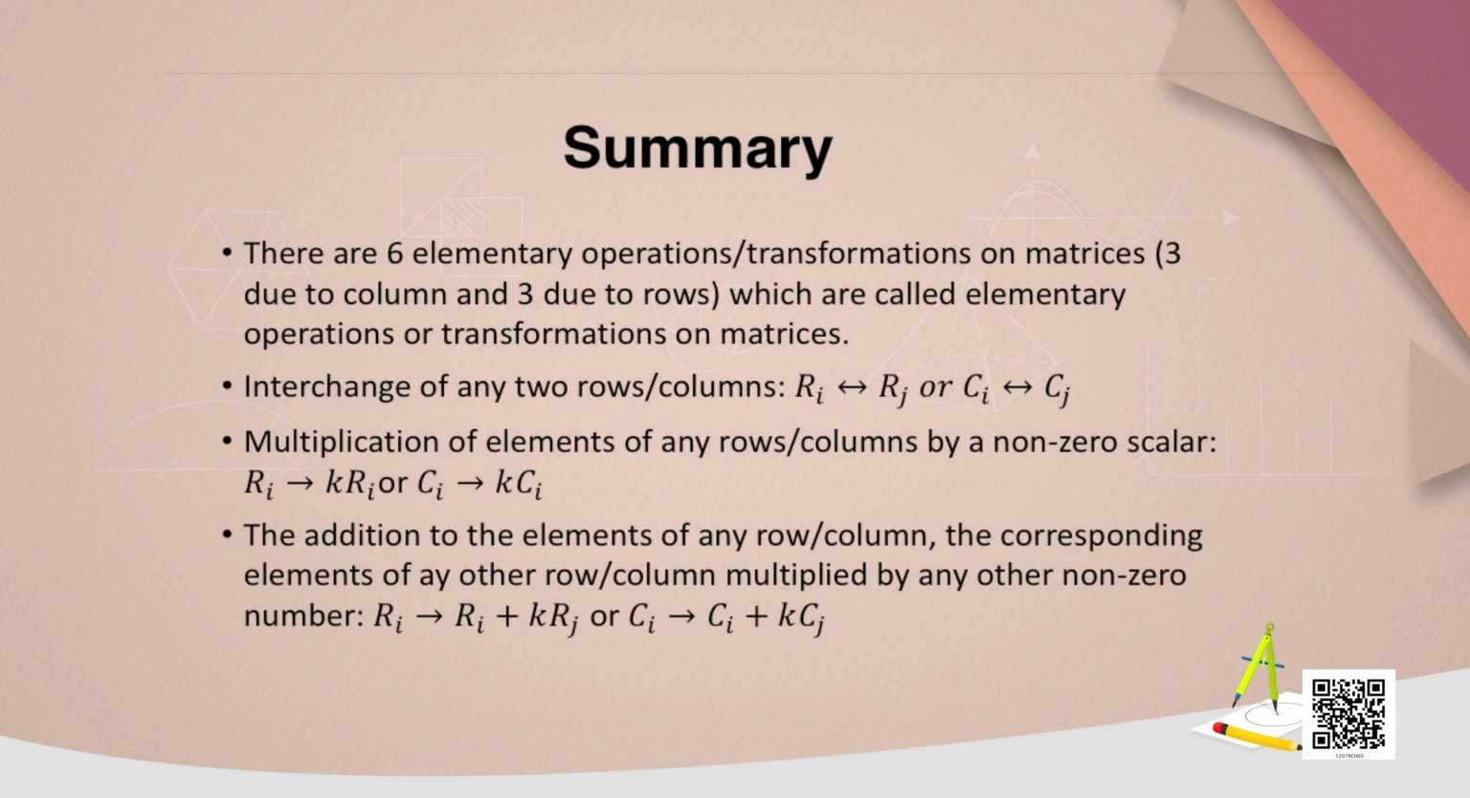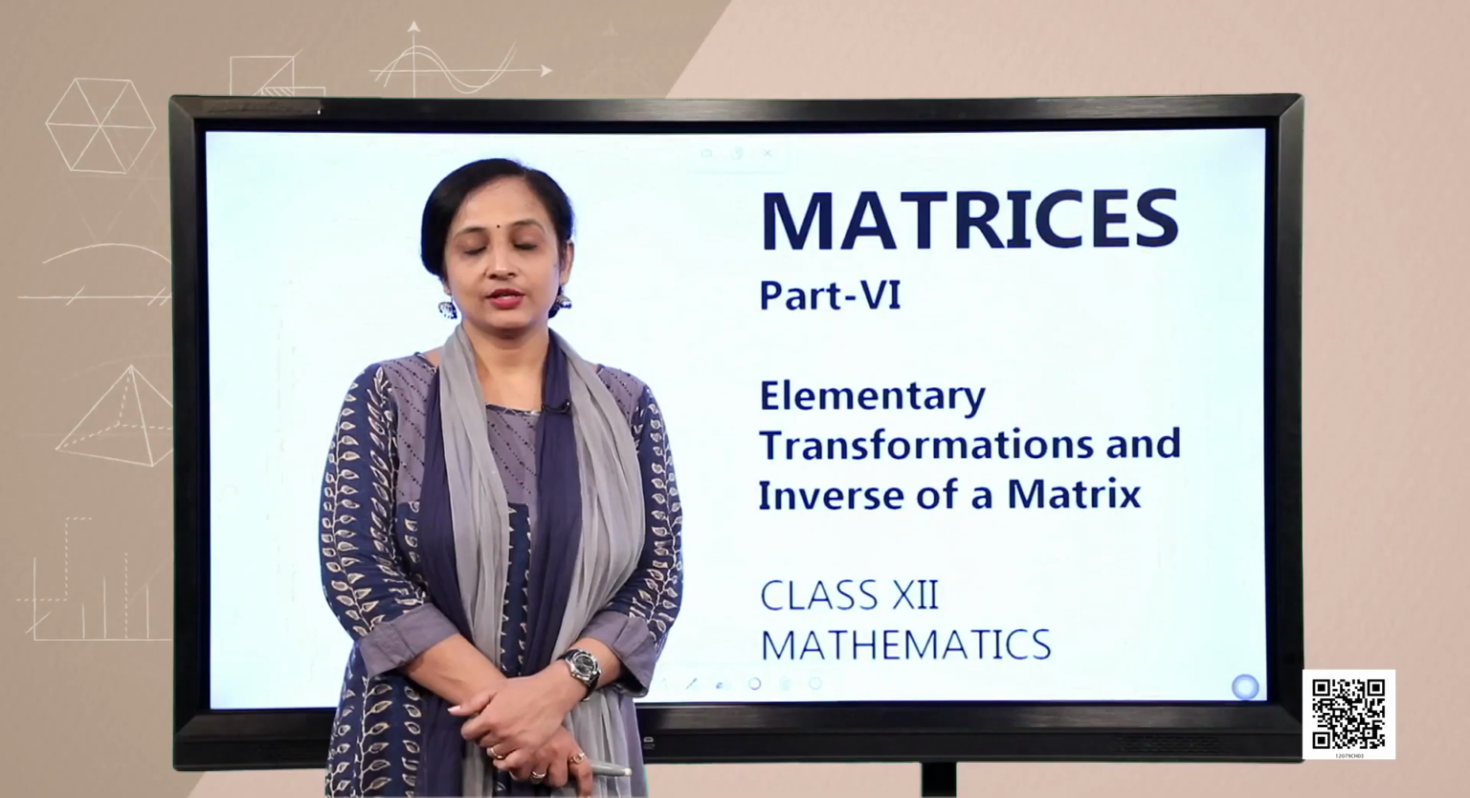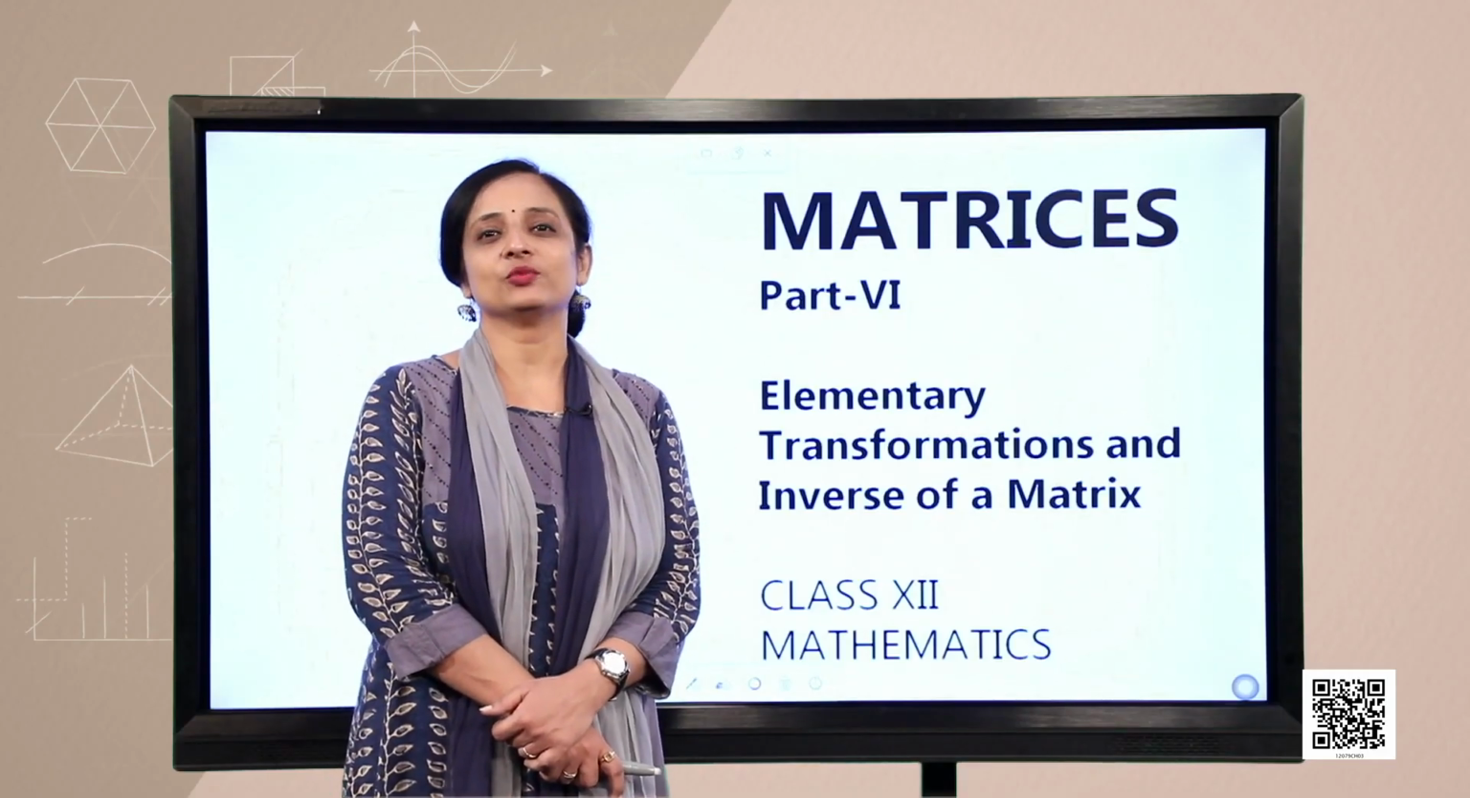Let's summarize. There are 6 elementary operations, 3 are due to columns and 3 are due to rows. Interchange of any two rows or columns can be represented as Ci changes to Cj. Multiplication of elements of any row or column by a non-zero scalar quantity is represented in this manner. Then addition to the elements of any row or column of the corresponding elements of any other row or column is represented by Ci changes to Ci plus k times Cj. So this was all about elementary transformations.